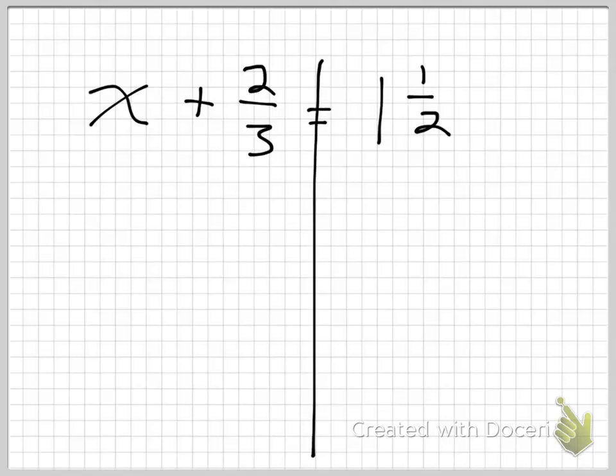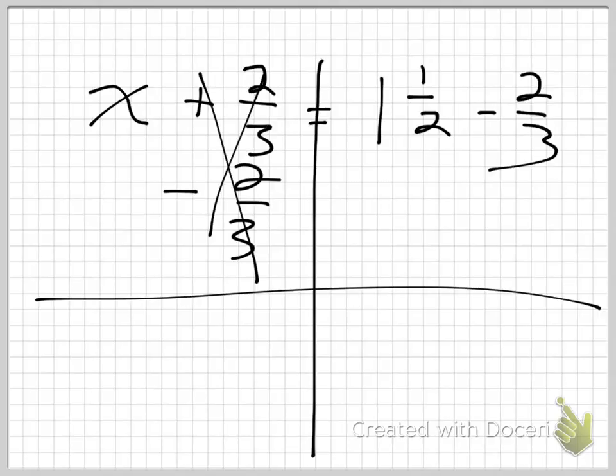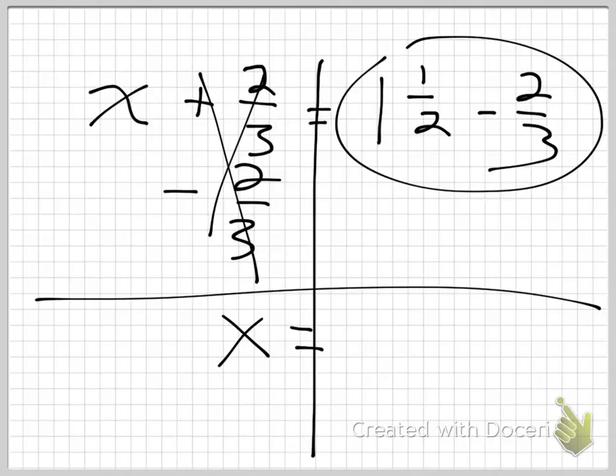Why is he not happy? Because he's not alone. Why is he not alone? There's a 2/3 with him. What's the 2/3 doing to him? Adding to him. How do I get rid of plus 2/3? Minus 2/3, minus 2/3. They're gone. That leaves me with x equals 1 1/2 minus 2/3, and I find the common denominator, do that, and we get the answer.